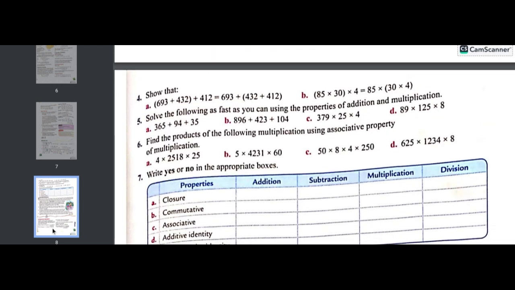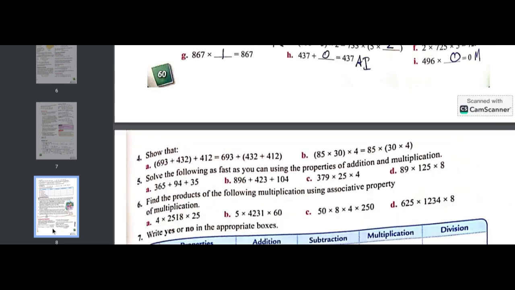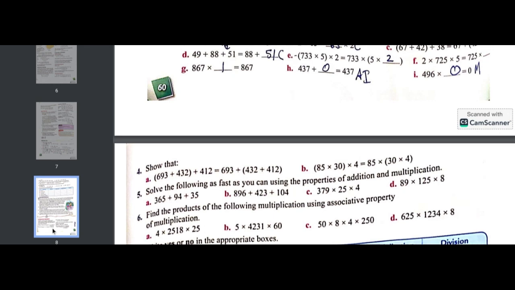Now move to the question number 4. And the I is not multiplicative identity. I is the property of 0. Okay. Got it. Now you have to do the addition. If I add 693 plus 432, did I get the correct answer on both sides?